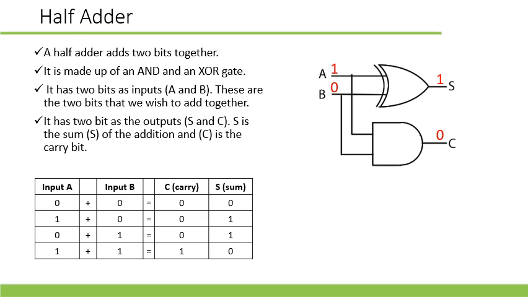Similarly, if we switch the inputs for A and B around, so they're the opposite, we still get, for our sum, we still get 1 and we still carry the 0.